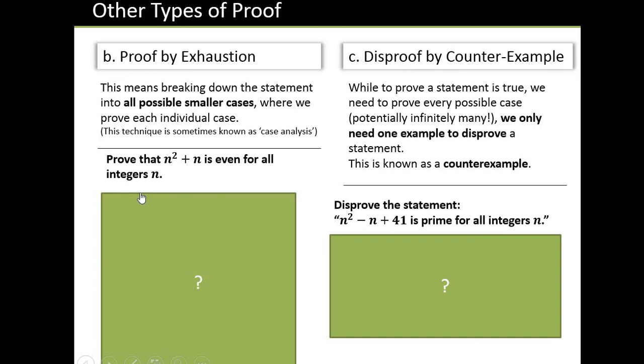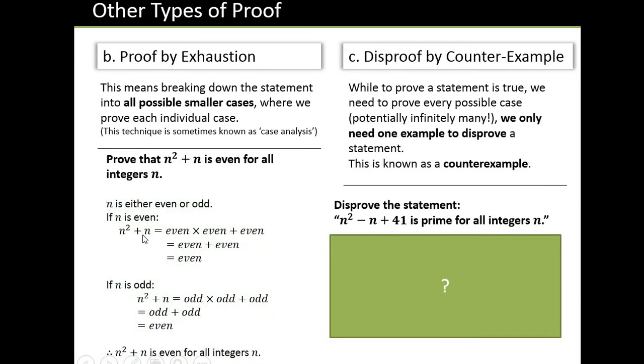Let's have a look at this one. Prove that n squared add n will always be even for all integers n. So we're going to prove that it's true for odd numbers, and then we're going to prove that it's true for even numbers. But often you get much easier ones than this. You'll get some sort of statement and they'll just say prove that this is true for values of n between 3 and 10, say, and you literally have to check the values 3, 4, 5, 6, 7, 8, 9, 10, and that is proof by exhaustion, where you've proved it for each particular case.